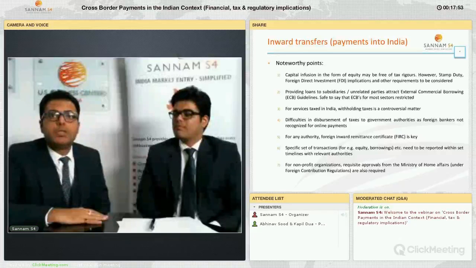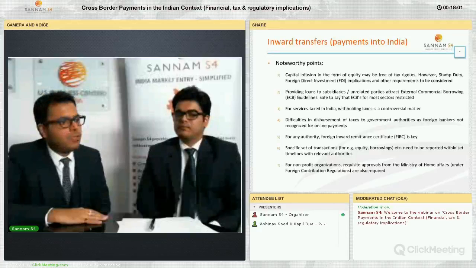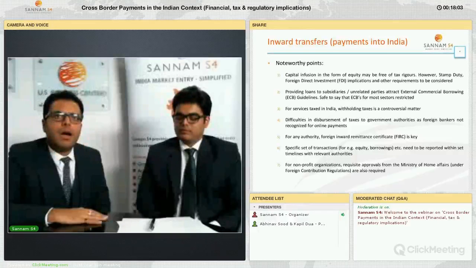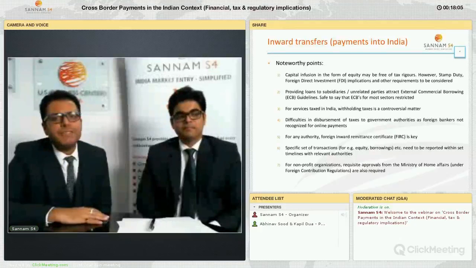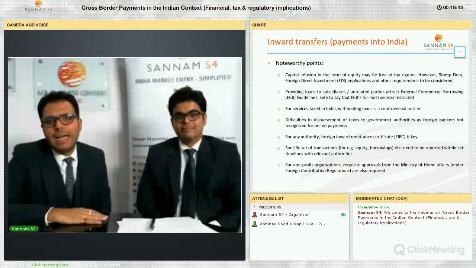What was the purpose? This is also very important from a FIRC point of view: when you're making payments, do clearly write down the purpose and the amount transferred to the Indian vendors. For specific sets of transactions, for example when you are transferring funds in the form of equity and borrowing, as we have talked about, there are guidelines and timelines which you need to follow.